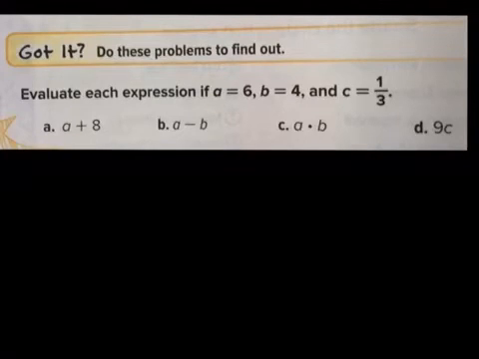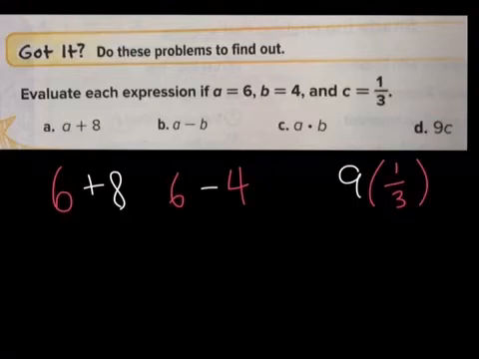Now just replace the variables. You know that a is 6, so replace that, and b is 4, and c is 1/3. So remember, if you multiply a number times 1/3, you're going to get 1/3 of that number. So what's 1/3 of 9? Well, what's 1 part of 3 parts of 9? It's 3, right?